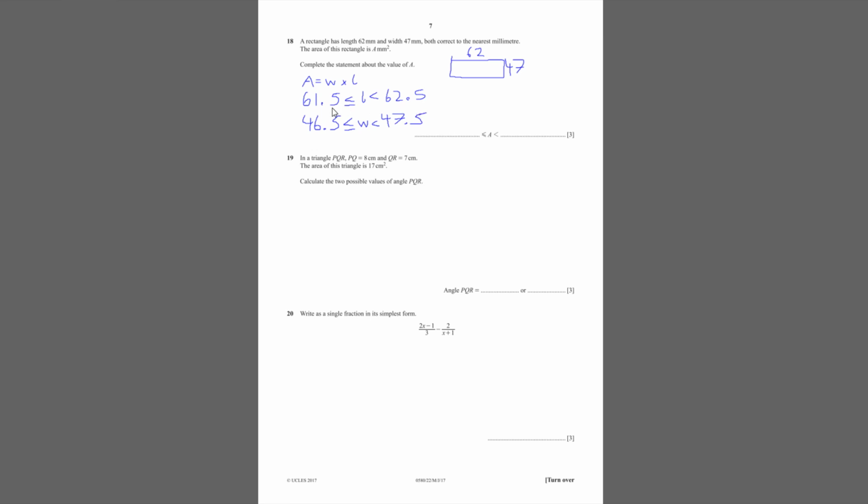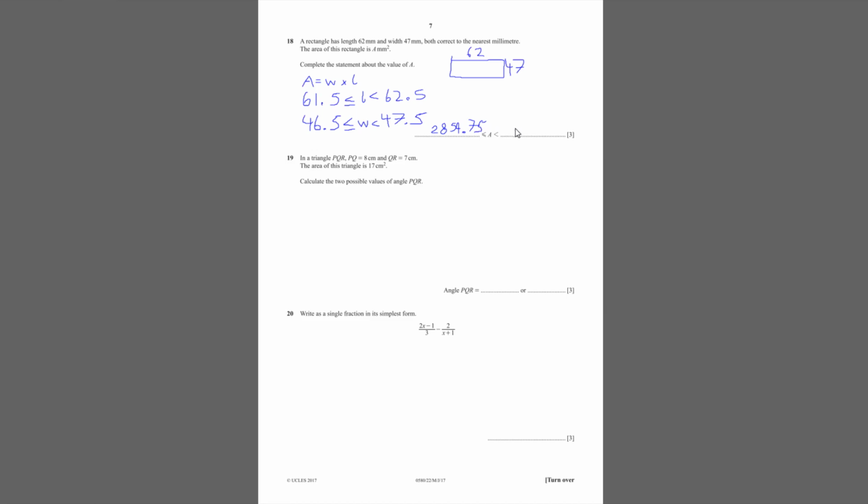So now we will multiply our minimum values together, as these are our minimum length and our minimum width, and these two values here are our maximum length and our maximum width. So if we calculate 61.5 times 46.5, we'll get the answer 2,859.75. Leave this answer as it is because this is accurate.